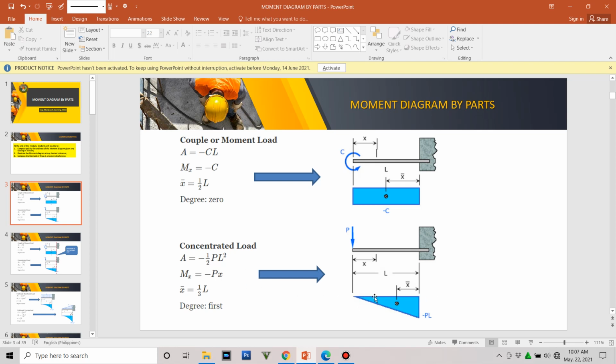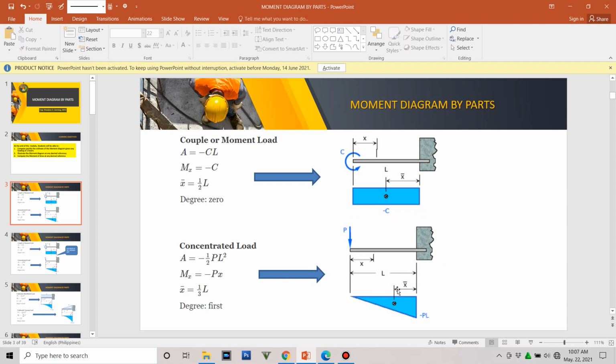1/2 PL. Okay? This is now your height. PL times L, which is why it became PL squared. Okay? So, the moment is equal to P times X, and then X bar is equal to 1/3 of L. Okay? So, 1/3 of L, right? This centroid up to the height, it just so happens that the height and the reference line are aligned. That is why this is 1/3 of L.